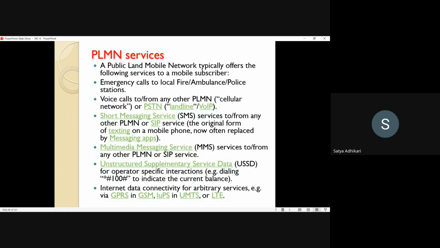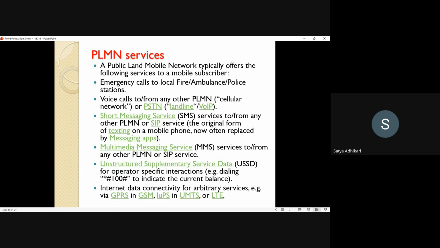You see, some of the technology we have already used. A public land mobile network typically offers the following services to mobile subscribers: emergency calls to local fire, ambulance, police station, medical, like that. We have some emergency calls automatically there, and you can easily connect to call the local fire station or local ambulance, local police station.